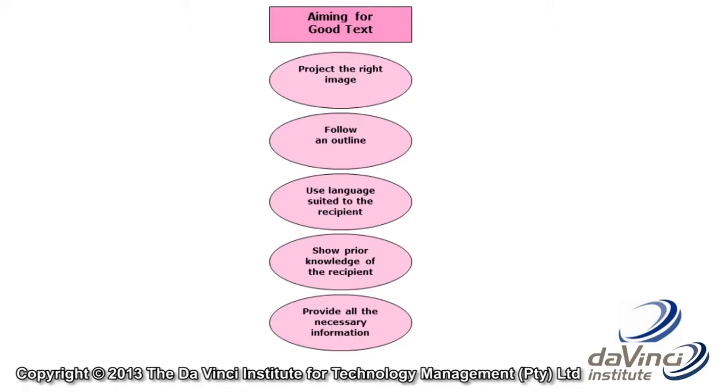The first thing we look at is project the right image, which we spoke about. Then we follow an outline. Remember that point 4. So we've got that outline. Use language suited to the recipient. Who's the recipient? Your group, your audience. Okay. And then show prior knowledge of the recipient.